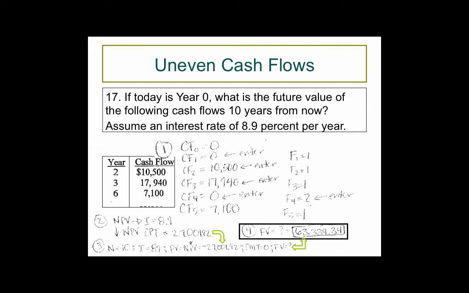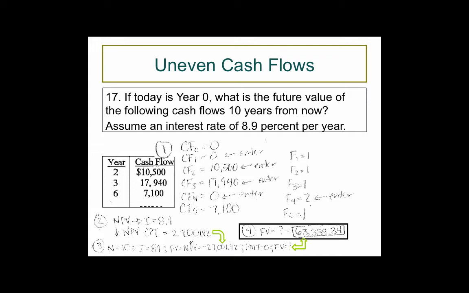Now my I button here is going to be 8.9, so 8.9, enter. Hit the down arrow, hit compute, and you should have an NPV of $27,001.92. Now, that'll probably be an answer choice on an exam. However, in this case, that would be the wrong answer choice, because we're not looking for the net present value.